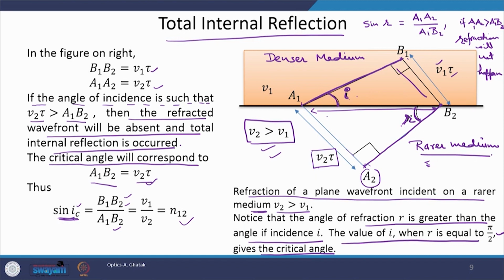We saw now that we cannot get refraction if i is larger than a certain value, and that value is i_c. We keep increasing i. Let me reframe this.